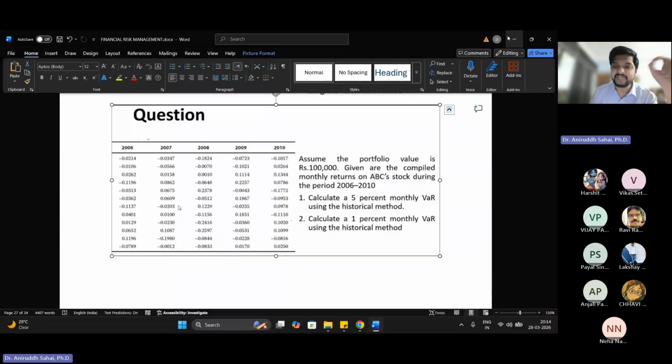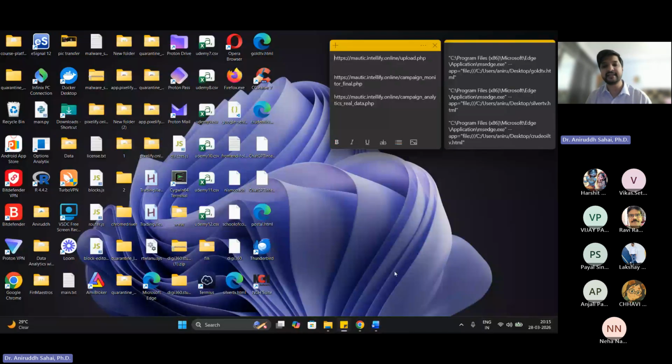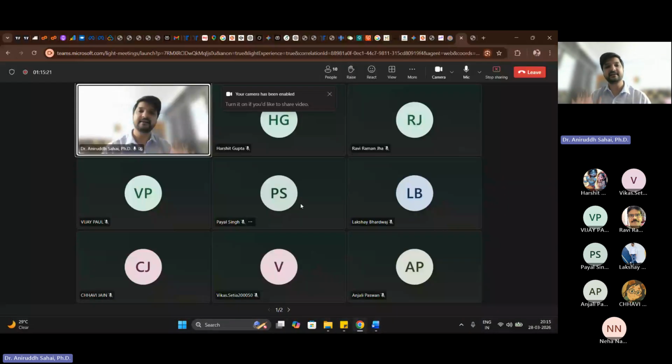So it means with 95% confidence we can say that in 95 out of 100 months, our loss will not be more than 19.8%. And out of 100 months, in 99 months, you will not have a loss more than 25.97%. That is the end conclusion. That is the end implication of this entire VAR calculation. Now you can ask me a question. I'll try and explain in more detail. If you have any doubts, ask me right now.